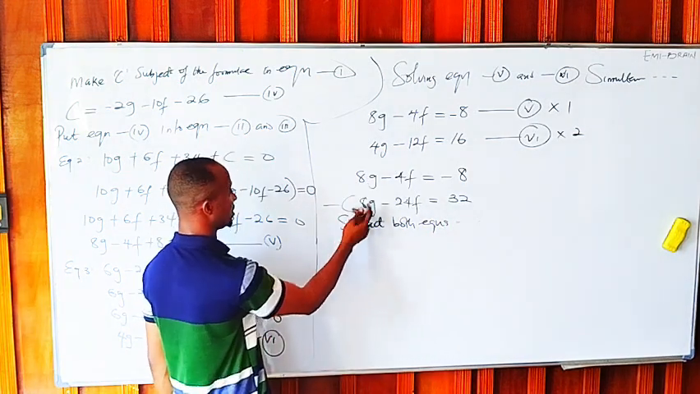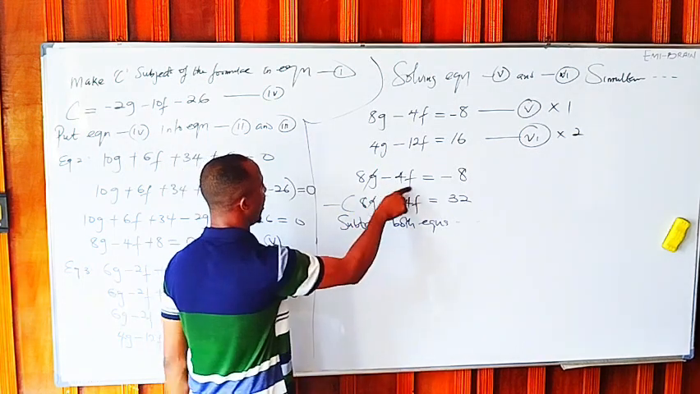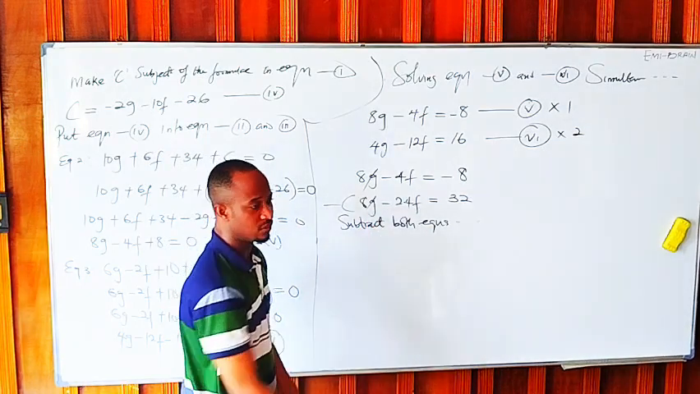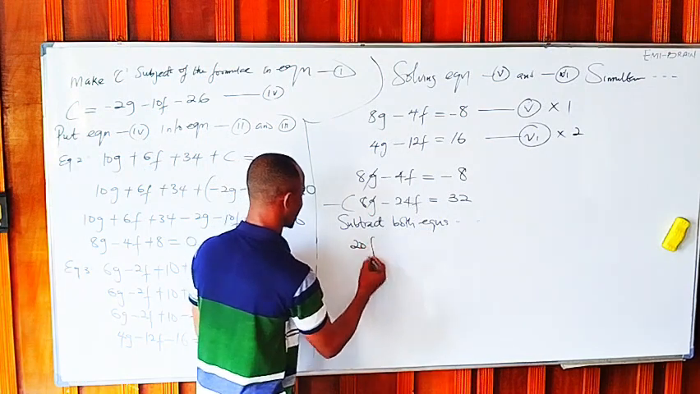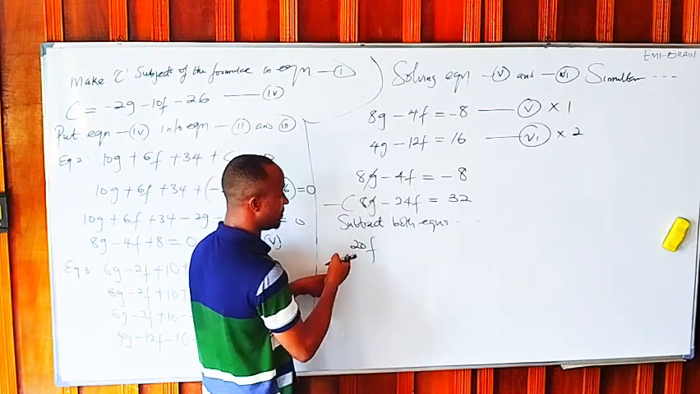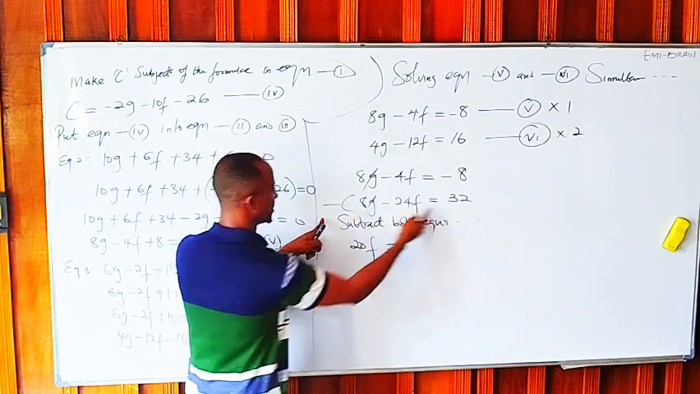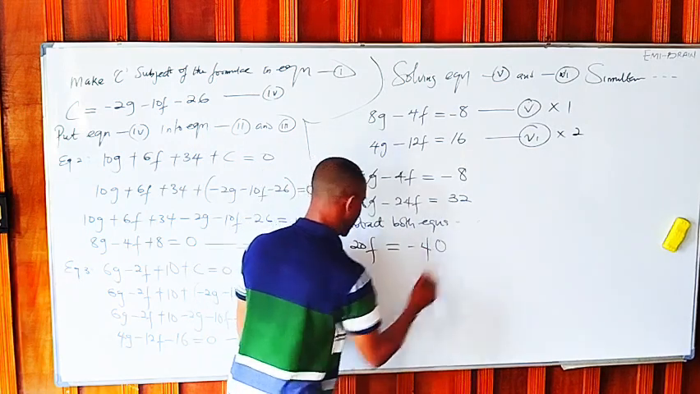8G minus 8G is what? Cancel out, there is 0, is it not? Minus 4F minus 24 is what? Minus 20F, thank you. What do you have? 20F for this equation, back equals to what? Minus 8 minus 32 is what? Minus 40. Is it not so?